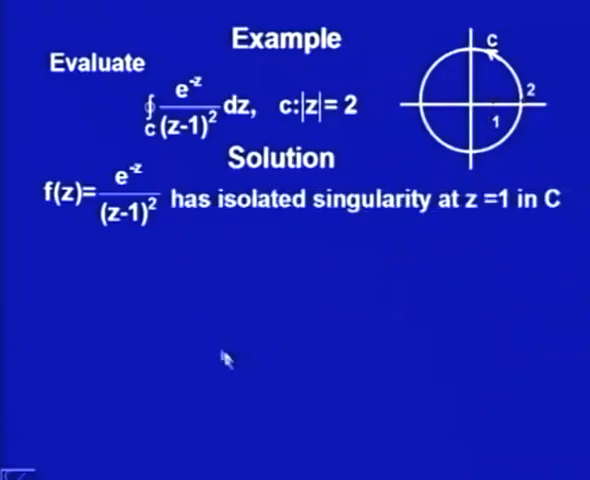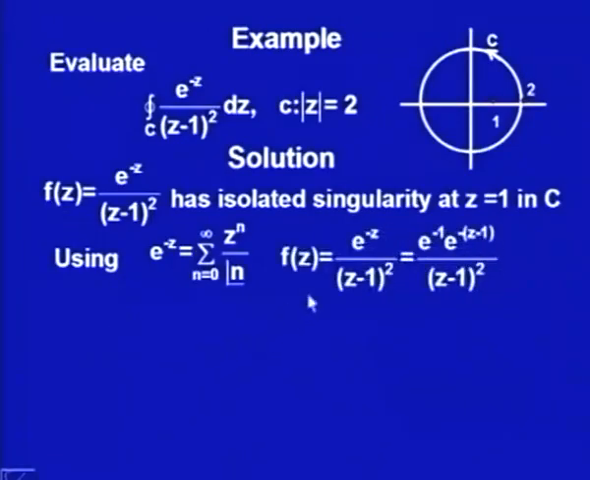Now, I can apply my residue result. Using the Maclaurin's expansion of e to the power minus z, I could write the Laurent series expansion of f(z), e to the power minus z upon (z minus 1) whole square. Now, this is how I am writing the Laurent series, not by finding it through integration methods. e to the power minus z I could write as e to the power minus 1 into e to the power minus (z minus 1), upon (z minus 1) square.